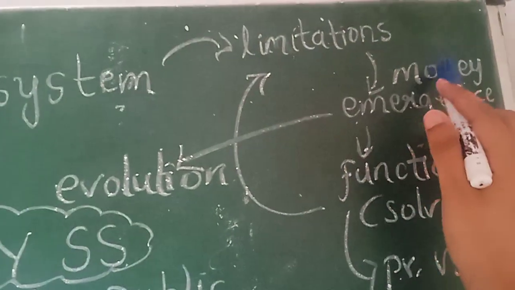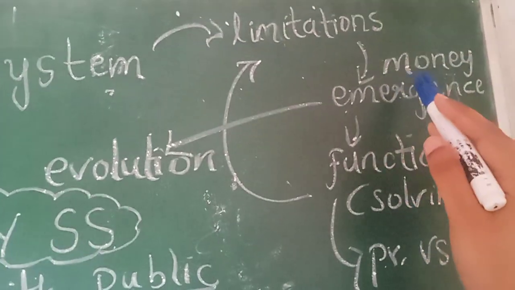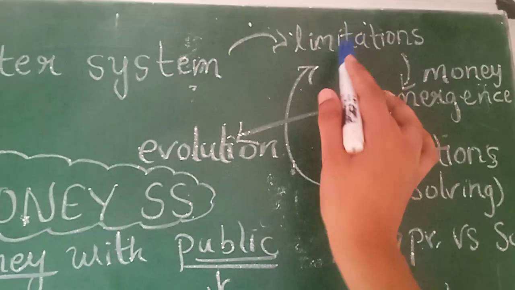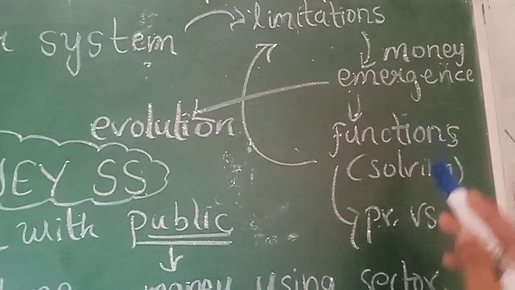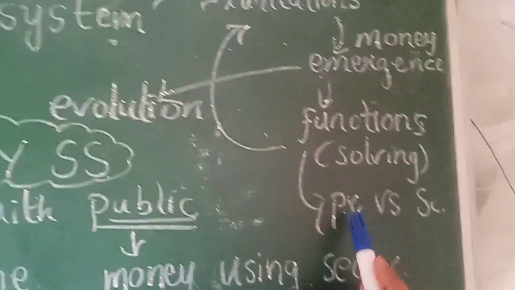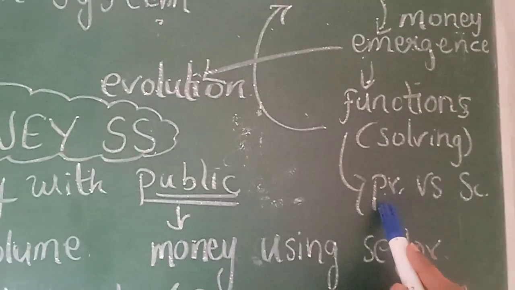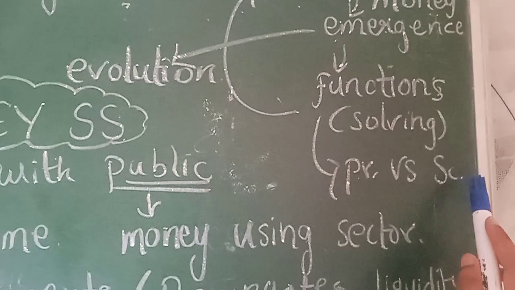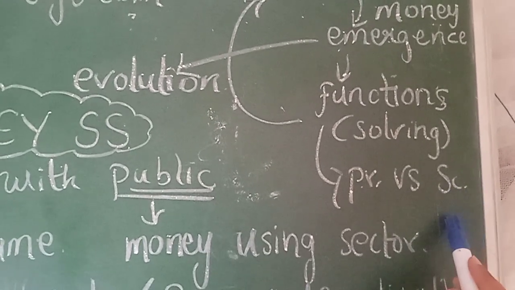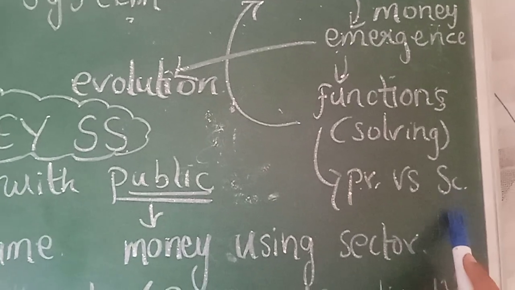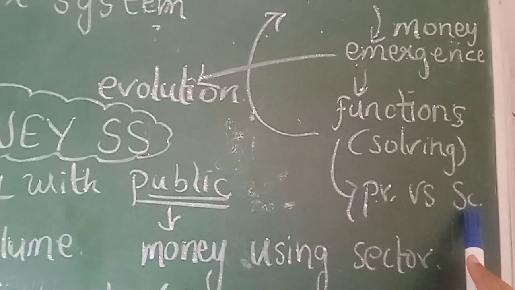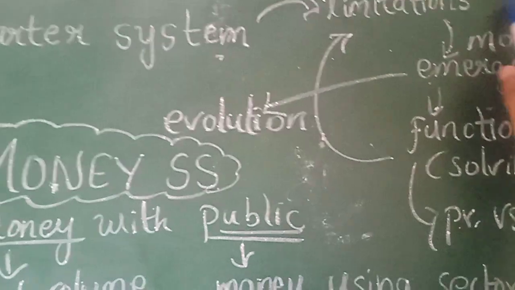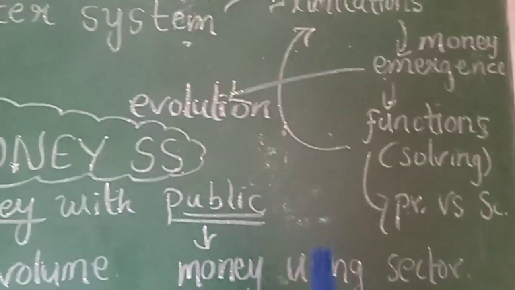Then you will know money, the emergence of money. Money will emerge, and money would have some functions that will solve these limitations of the barter system. We classify the functions of money as primary functions and secondary functions. There are two main primary functions, that are medium of exchange and measure of value. And the secondary functions are store of value and standard for deferred payment. So these were the primary and secondary functions of money that are solving the limitations that the barter system had.